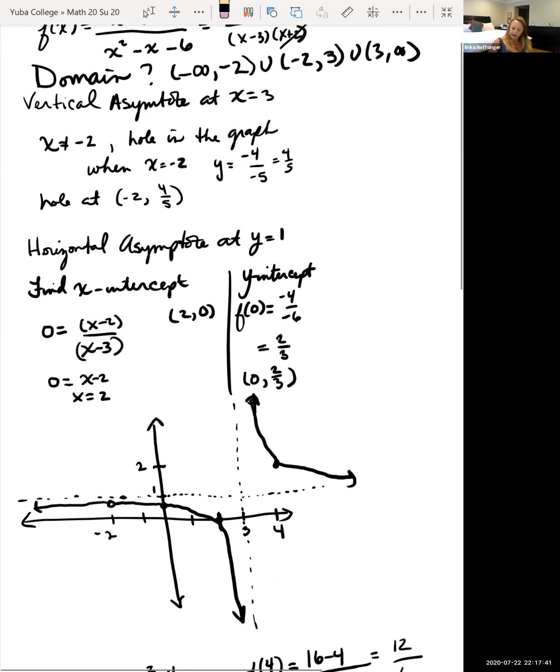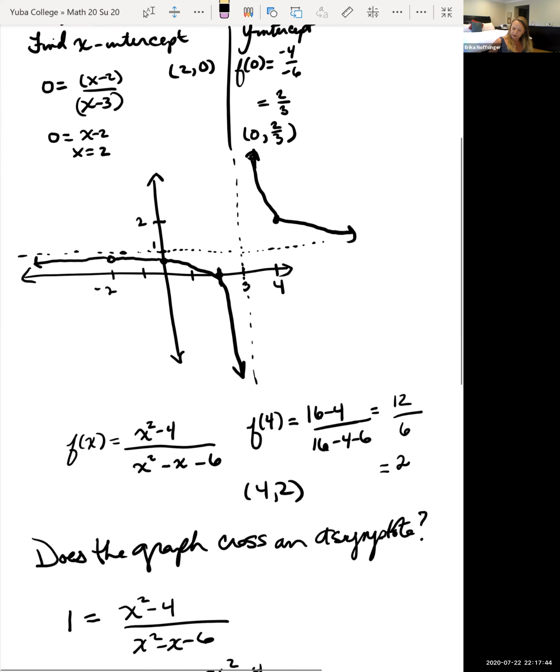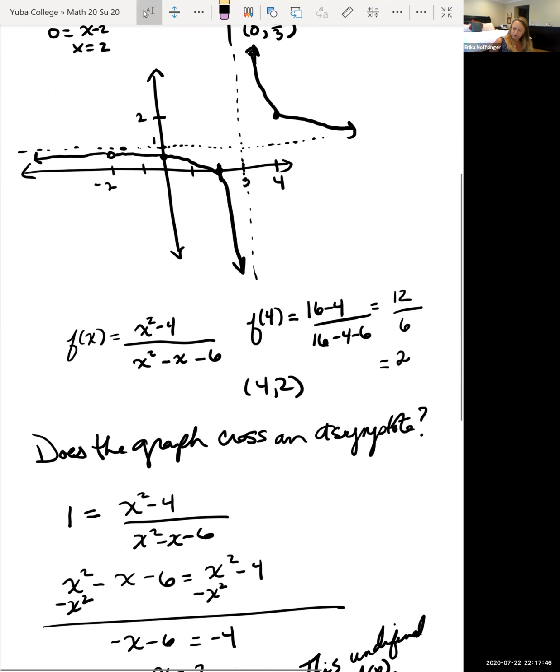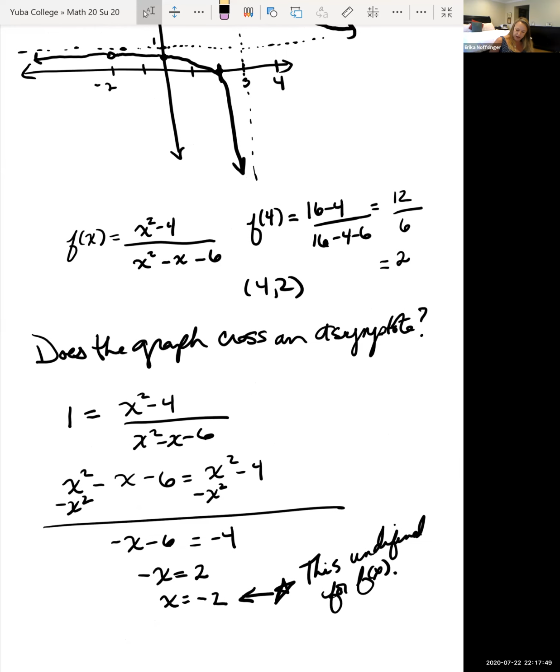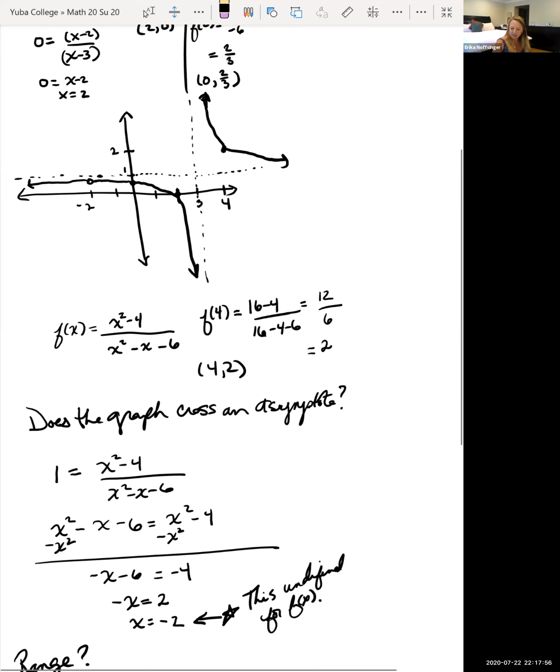What about the range? After graphing something, we should all be able to tell about the range. When looking at the range, we just solved to see whether this graph would ever cross y equals 1, and we saw that it couldn't because it was undefined there. So we know we're never going to have a y value of 1.